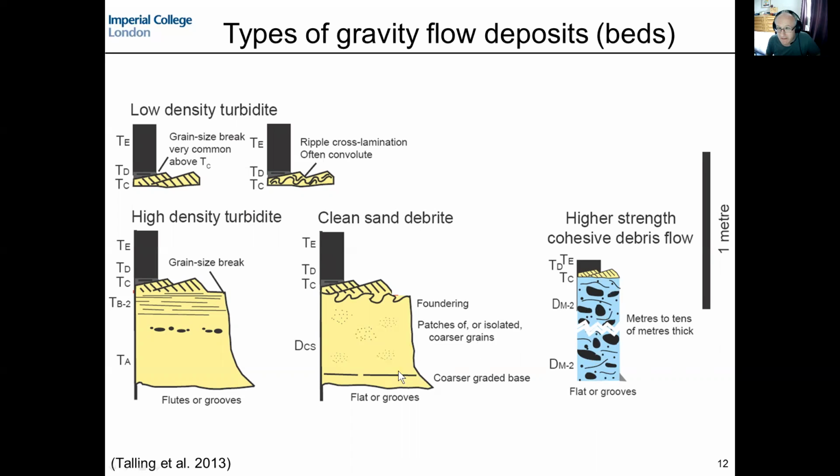If we start off with clean sand, we tend to see structureless sand. And of course, there are beds which are somewhere in between classical debrites, classical debris flows, and classical turbidity currents.